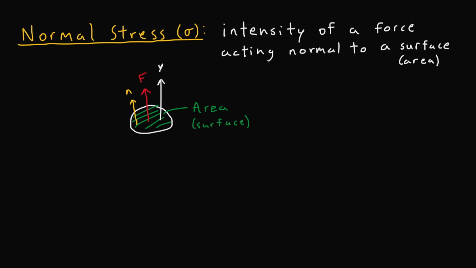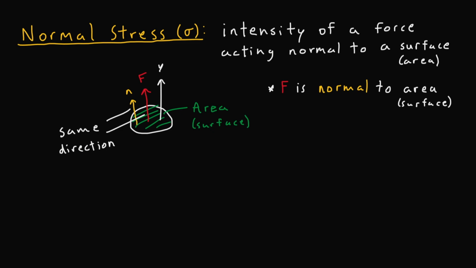And now let's say that this is the same direction as the y direction. In this case, we can say that the force is normal to the area or surface. Again, simply because the force acts in the same direction as the normal direction to the surface. So in that case, we can predict that we will have a normal stress, sigma.